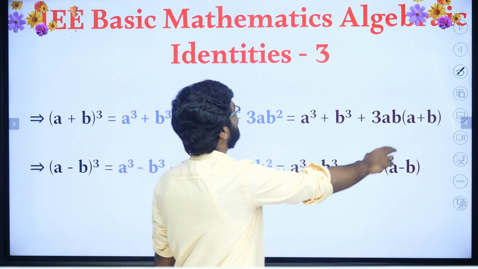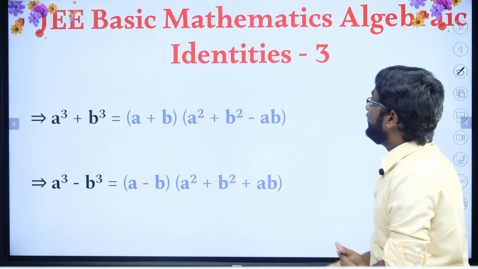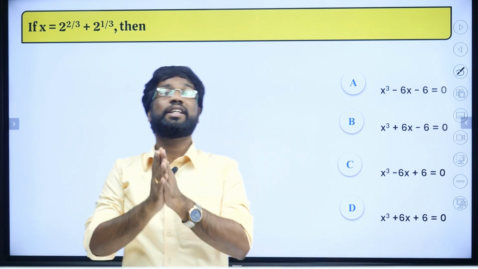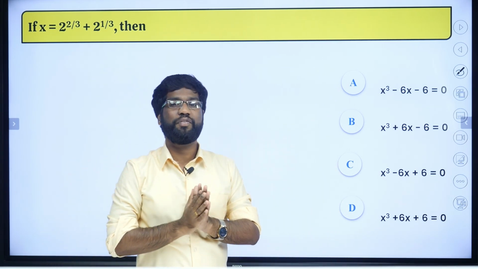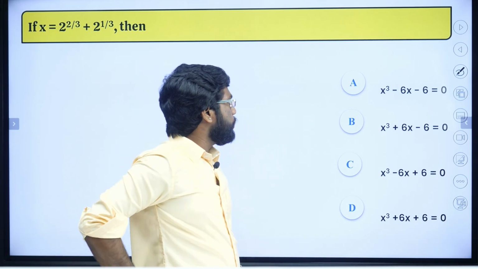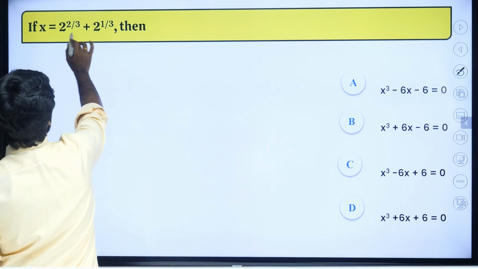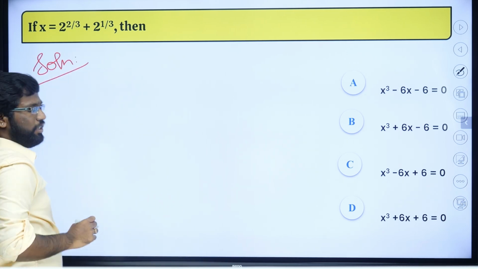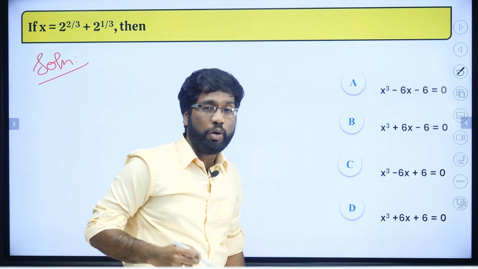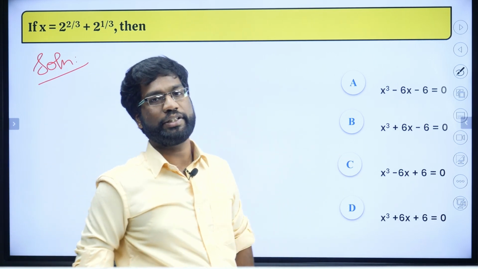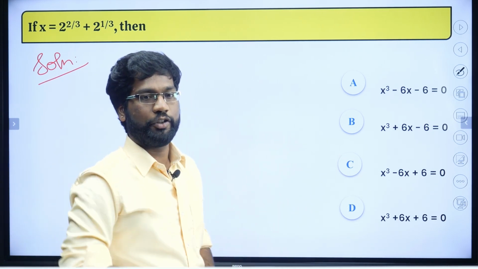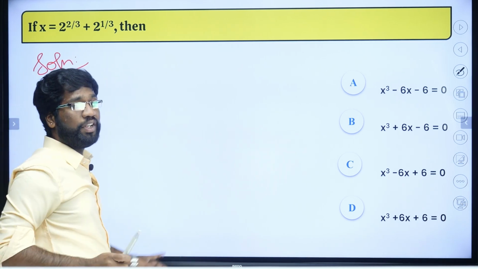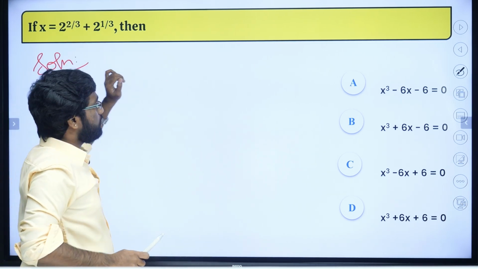Now let's solve a problem with the algebraic identities we have seen. Tell me the answer for this question. Before I solve, pause the video and try to solve it yourself. At least think how to solve it. So, if x equals 2 power 2 by 3 plus 2 power 1 by 3, we have to find this.